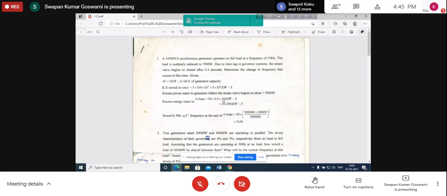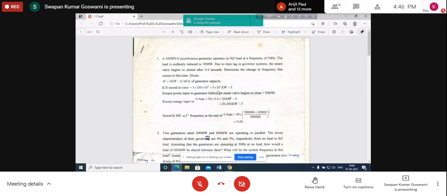This much energy will be additional energy that will be stored in the rotor of the generator in the form of kinetic energy. So 20 megawatt seconds means 20,000 kilowatt second. Okay. So rated stored energy is how much? It is 5 × 10^5 kilowatt second. Excess energy stored is 20,000 kilowatt second.